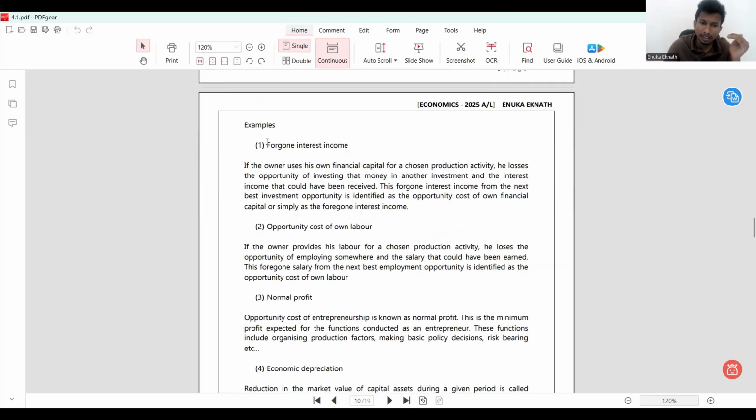Look at the four examples. The first one is foregone interest income, which means the owner uses his own financial capital, so he sacrifices the interest that he could have earned by depositing that money in a bank account. That is what we recognize as the foregone interest income.